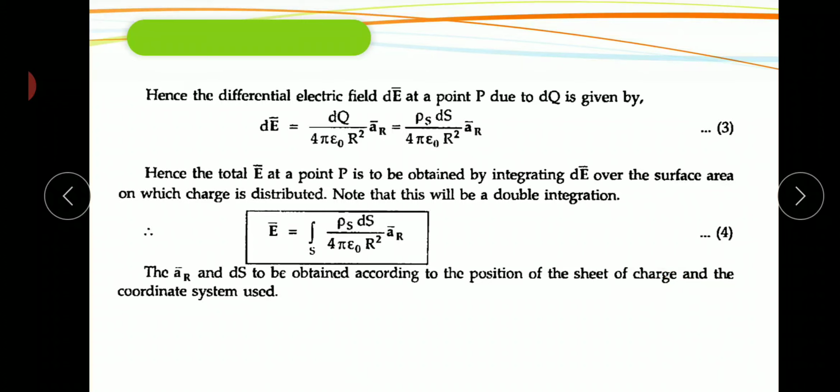of the charge. That means their maximum and minimum limits, and also what coordinate system we have to use, that is Cartesian, spherical or cylindrical, like that. By knowing these values, by simply substituting here and double integrating, we can easily find the electric field intensity at the point P by obtaining the surface area.